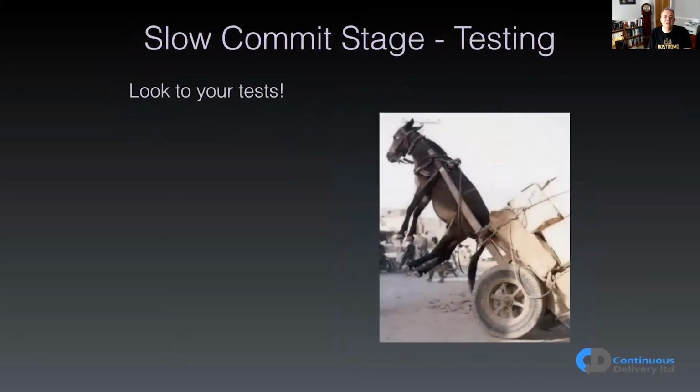The next part of the commit stage is testing, and the most obvious thing to do if the tests are too slow is to look to the tests themselves. Often tests are poorly written. In particular, tests written after the code tend to be too big, too complex, too tightly coupled to the code, and so inefficient. Better tests are written test first. You write the test first, and then they are generally more decoupled and usually faster to operate as well as a result.